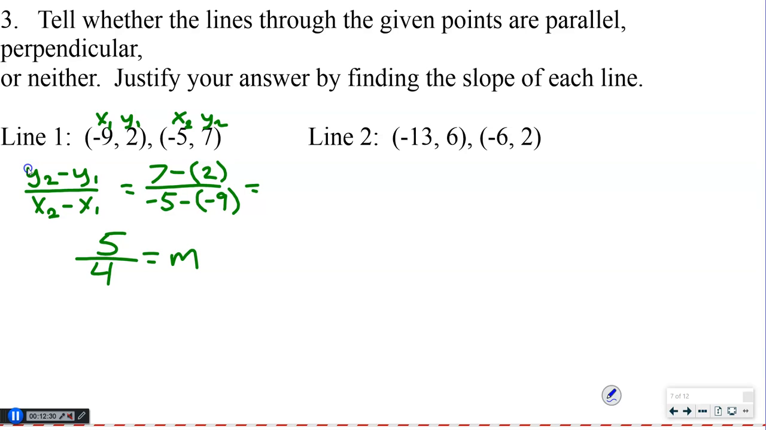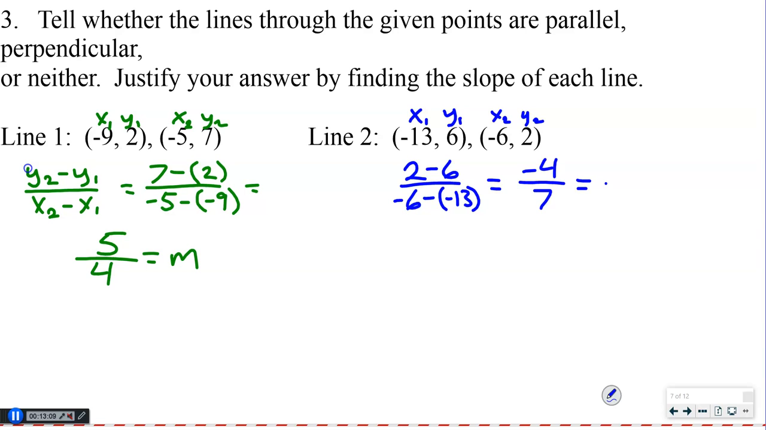And then line 2, we call negative 13 x1 and 6 y1, negative 6 x2 and 2 y2. Plug that into our slope formula. We would have 2 minus 6 over negative 6 minus negative 13. So I have negative 4, and then negative 6 plus 13 gives me positive 7. So that is my slope. The slope is negative 4 over 7.